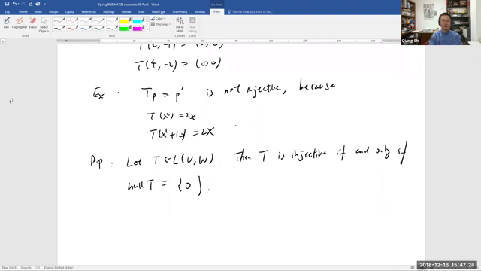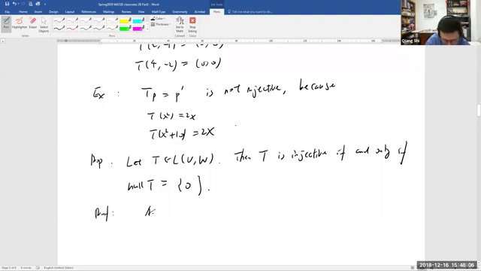And then I think a more interesting thing to learn is the other way: if you know null T is just 0, then that implies T itself is injective. In other words, for two different inputs v1, v2, T of v1 and T of v2 are always going to be different. Or if they're the same, then v1 and v2 are always the same. This only holds when you know T is linear. We're going to see where the linearity is going to be used. We can prove either direction first, but we need two proofs because it's an if and only if statement. You can assume one thing and then try to show the other, and then vice versa.